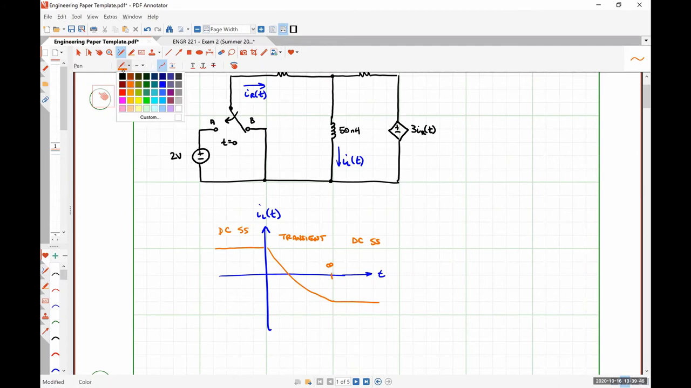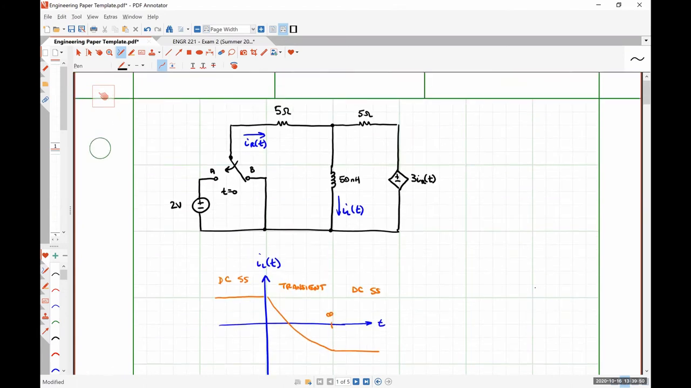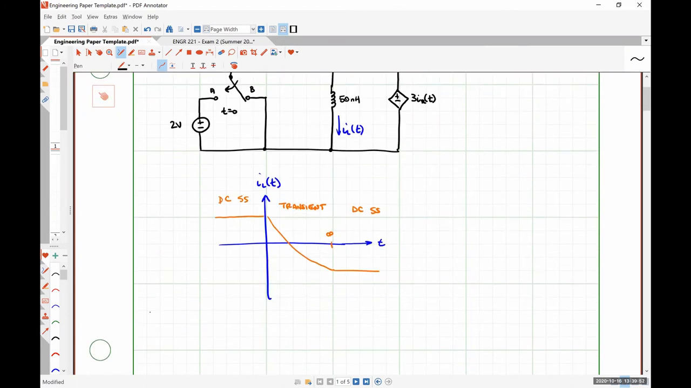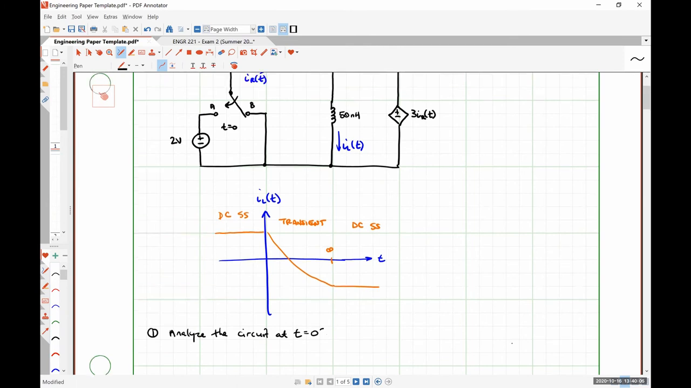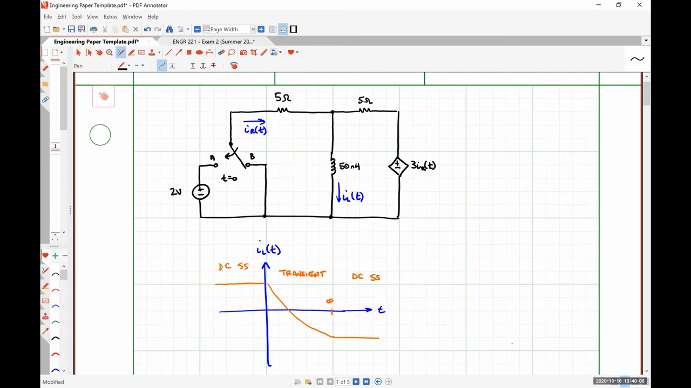So let's take a look at this particular problem here. Our first step is going to be to analyze the circuit at t equals zero minus. It's always our first step. So at t equals zero minus, our switch is closed at position B.